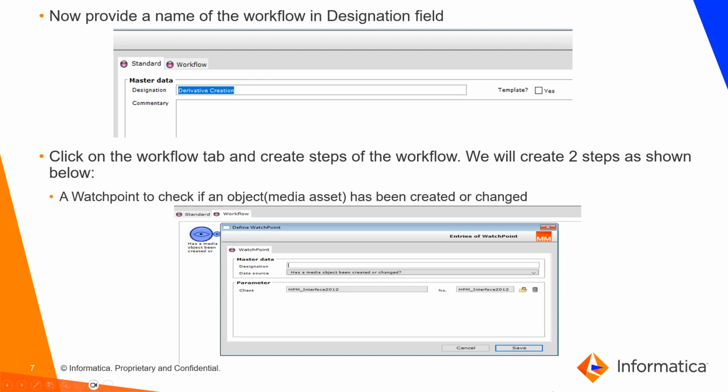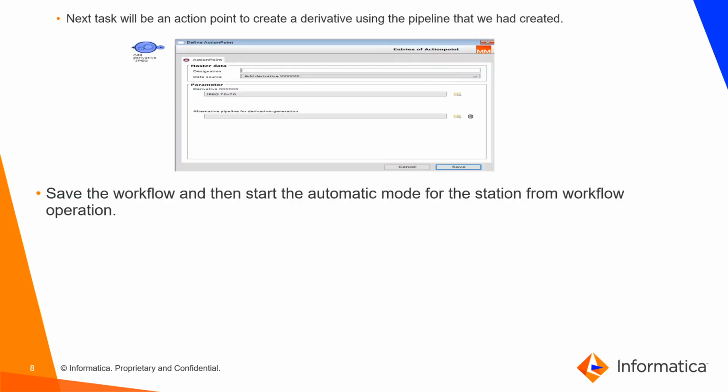For this demo, we will create a workflow with two steps. The first step will be a watch point to check if a new media asset has been created or changed. Here, in the client parameter, we will add the P360 interface. The next step will be an action point which will make use of the pipeline that we had created, which is JPEG 70 x 70, and create a new derivative for the images which we either upload or change. Now save this workflow and then start the automatic mode of the workflow operation.